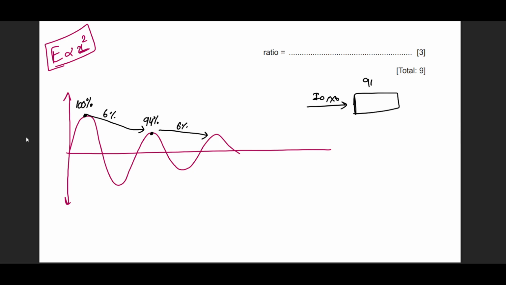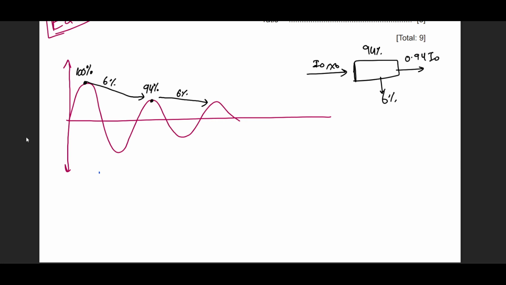So if it is 94% efficient, you get 0.94 times I naught and 6% gets wasted. Now this is happening again and again, one by one. So at this situation, you provided 100%, you only got back 94. Now the next machine is also 94% efficient, so if you want to get the output of that, that will be 94% of this value. So that becomes 0.94 whole square.